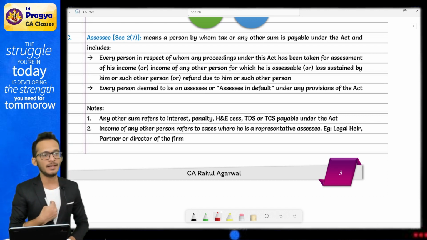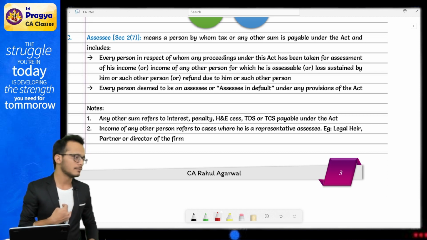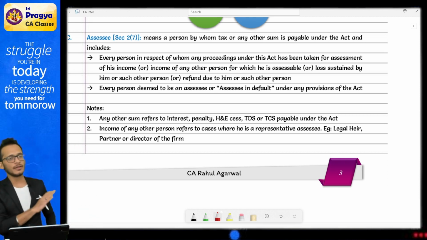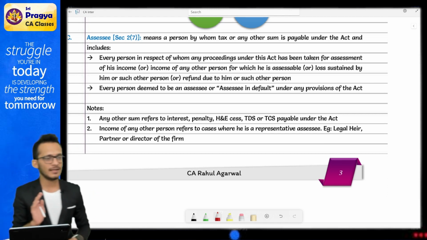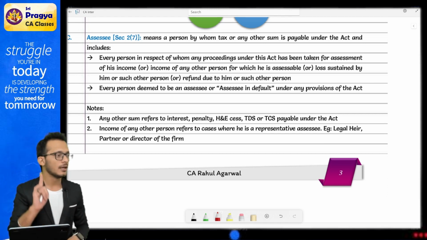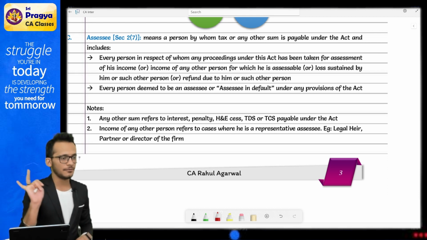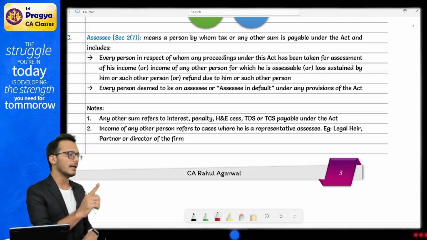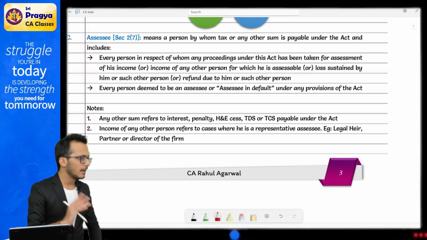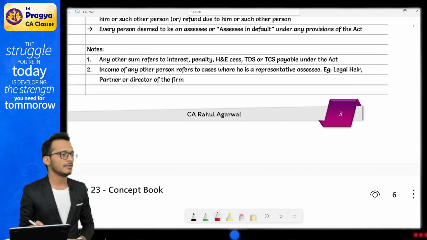If it is accessible by him, which means in the case of clubbing, then I'm also including those kind of people who are liable as assessee in default. Assessee in default are those kind of people who are liable for TDS or advanced tax default. If you don't deposit the TDS or advanced tax, then you will become an assessee in default, in which case you will also become an assessee. With me till here? Yes.